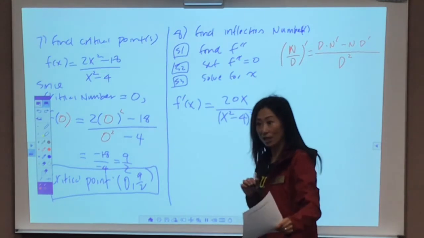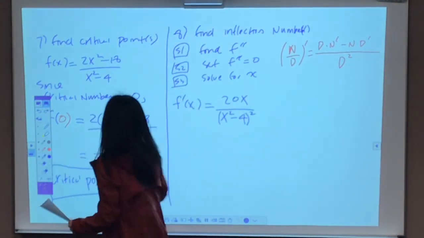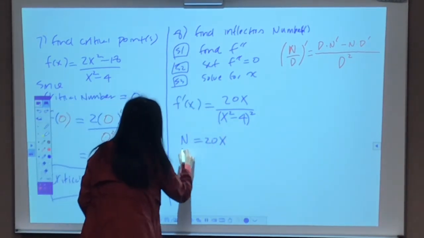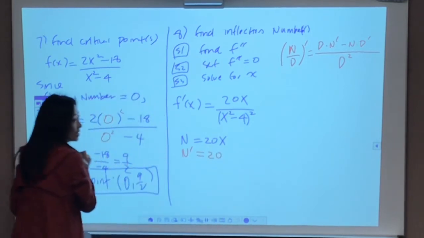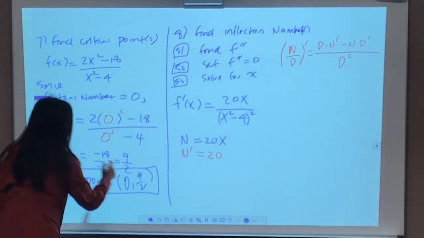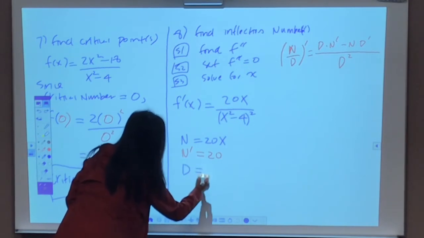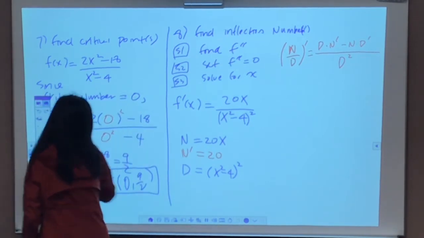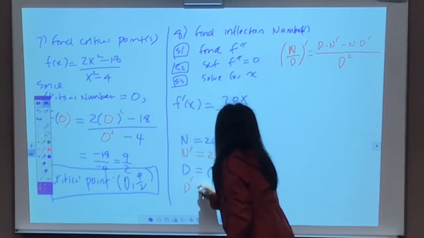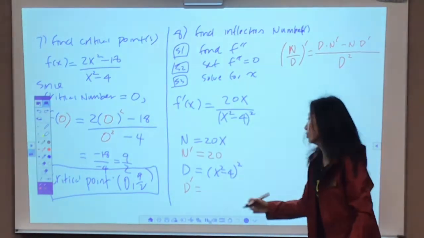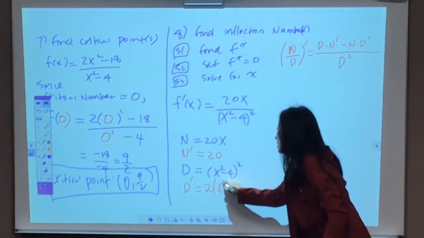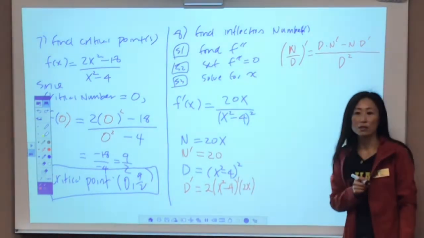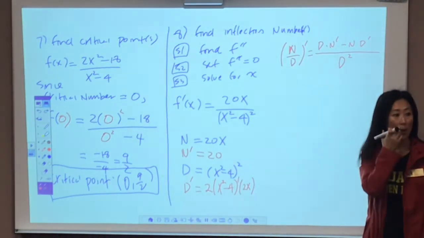So I'm going to write down the same thing again. My numerator, in this case, is 20x. My numerator prime is just 20. Are you with me, class? I changed my numerator and denominator because I have a different problem now. It is x squared minus 4 squared. So for the denominator prime, everybody watch this, I have to use the chain rule. So I have 2 times x squared minus 4 to the 1 power, and then 2x. Is everybody with me? All right.